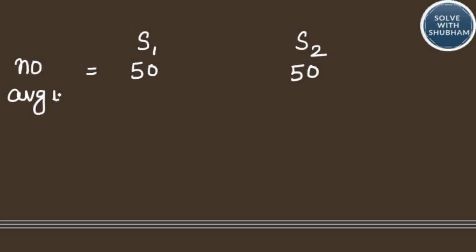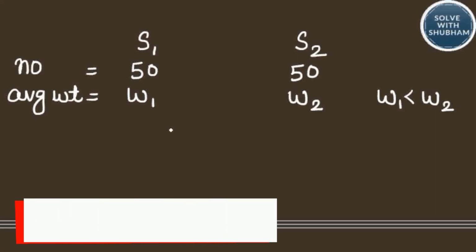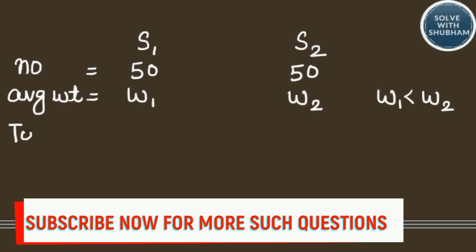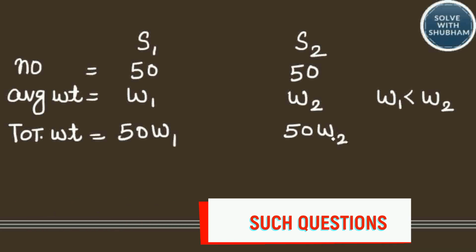So here, first thing would be a table for better clarity. There are two sections, section 1, section 2. Number of people in the two sections is 50 each. Average weight is given as W1 and W2. It is also given W1 is smaller than W2. So can we find out the total weight here? This would be 50 W1. This would be 50 W2.